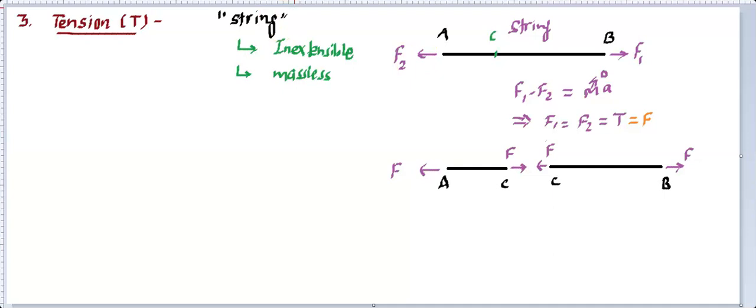A few important points that will be helpful to know the direction and magnitude I'm going to write over here. The first point: for a massless string, the tension at all the points has the same magnitude. So with this assumption, we can write that tension at all points of a string has the same magnitude.